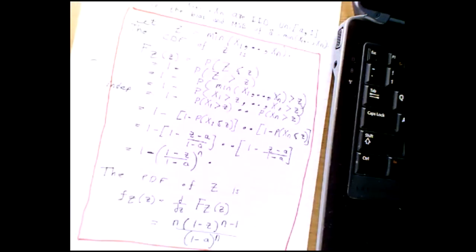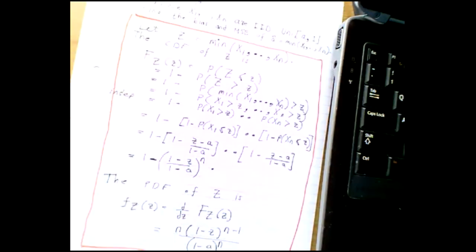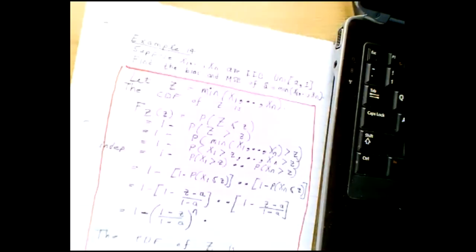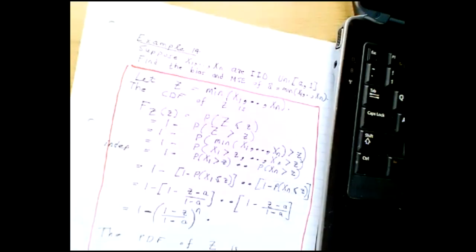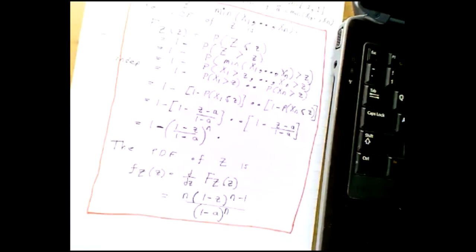I have already run out of time, so I would ask you to complete this example by yourself. I've done the essential part. That is, I found the CDF of Z, which is this, and the PDF of Z, which is this. Now what you have to do is to find the bias and the MSE, using the steps I took in example 13, the previous example. I hope you can complete this example by yourself, and if you have problems, let me know.